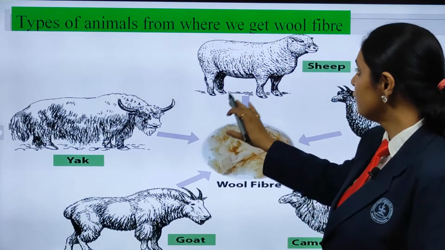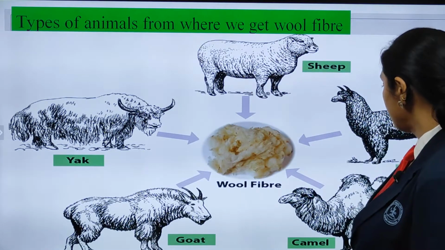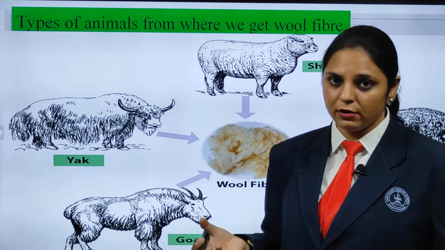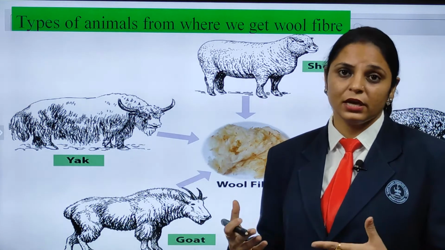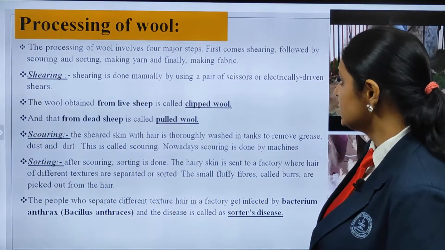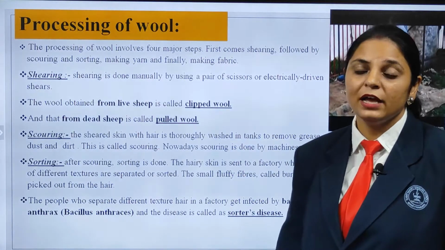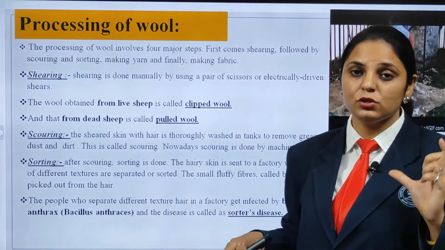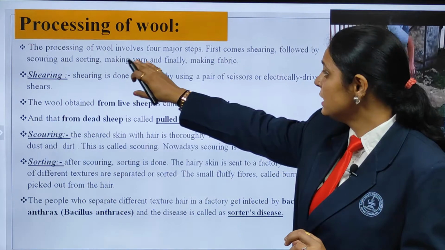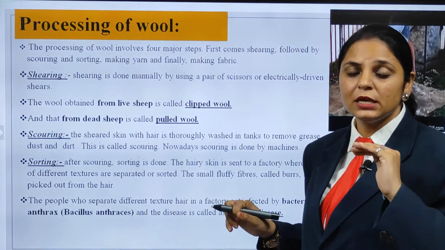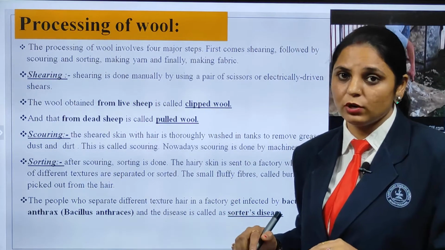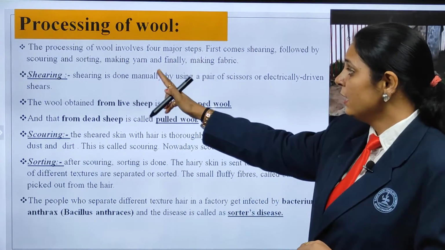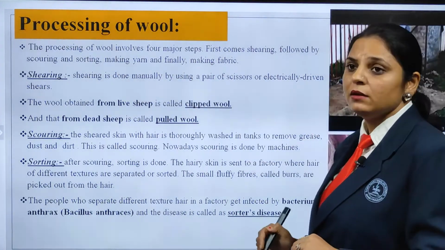These are the different animals from where we get the wool: sheep, alpaca, camel, goat and yak. They all have fleece, that is hairs on their body, and they give wool of different qualities. This is the processing of wool that we have seen in our previous video. Right now I am going to tell you the technical terms. The processing of wool passes through 4 major steps. What are these 4 major steps? First one is shearing, then scouring, then sorting, and finally making the yarn and then fabric from it.